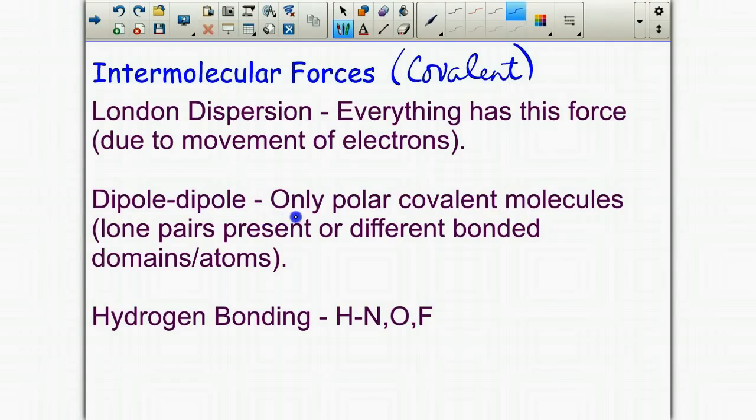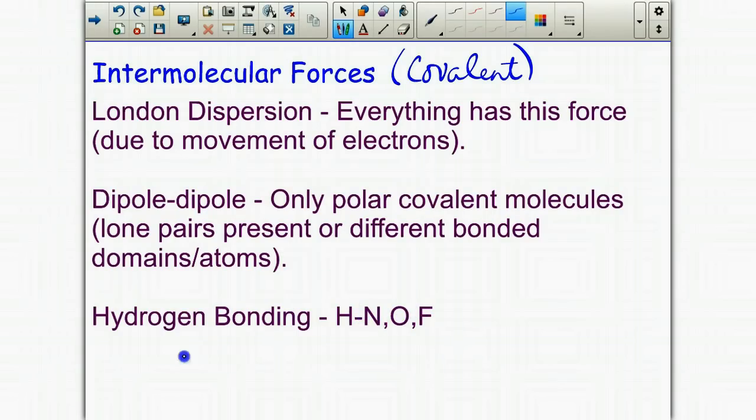Dipole-dipole forces are only found in polar covalent molecules. And you know the molecule is polar when it has lone pairs present on the center atom, or there are different domains surrounding the atom. And then hydrogen bonding is when you have a hydrogen directly attached to a nitrogen, an oxygen, or a fluorine. Directly attached or bonded is the key there.